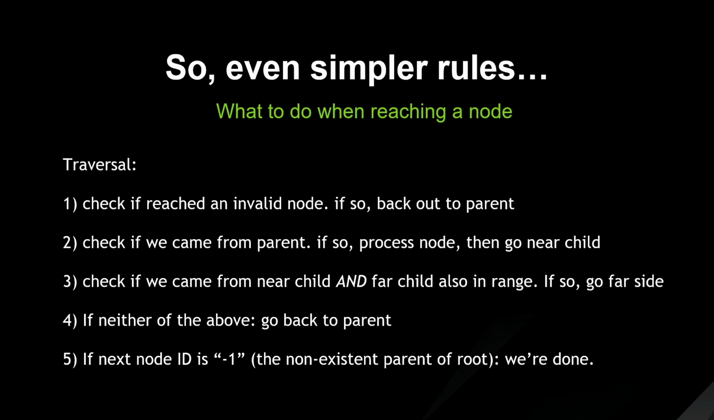If that didn't happen, then we check if we came from the parent, right? Very simple thing to evaluate. If so, we process the node, whatever that might mean, and then we set next to the near child. If that didn't apply, we check if we came from the near child, and if the far child is in range. If so, we go to the far side. If neither of these things applied, then the only two possibilities are either the far child is not in range, or we came back from the far child, which means we go to the parent. That's it. And then the only other hacky thing is if the next node ID that we just computed is -1, bail out. We're done.